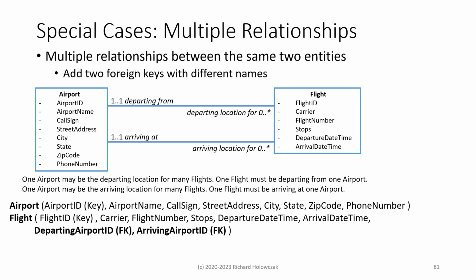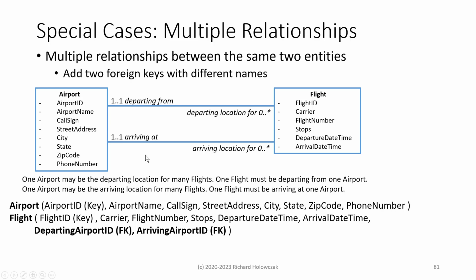When you get on an airplane and you fly, you depart from one airport and you arrive at another airport. I guess theoretically you could parachute out in the middle, but let's assume for this example, you leave from an airport and you arrive at an airport. So there are 2 relationships. One airport may be the departing location for one or more flights, and one airport may be the arriving location for one or more flights. One flight must be departing from one and only one airport, and one flight must be arriving at one and only one airport. Okay, so hopefully this logic makes sense.